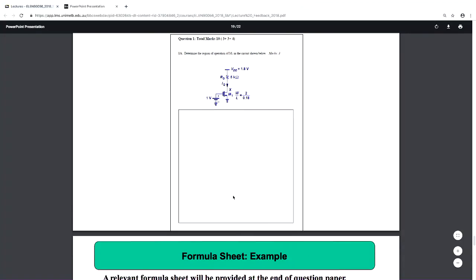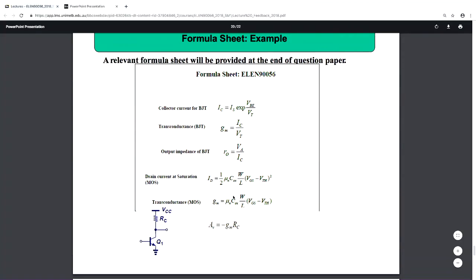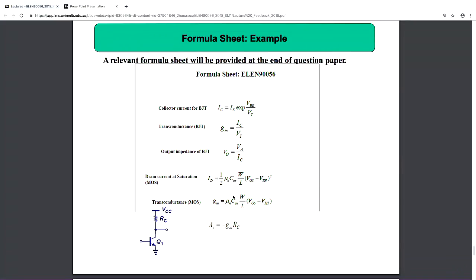Then again, the formula sheet. The formula sheet is something like this. You will be provided all the formulas: collector current, transconductance, output impedance. Here you asked for the RO, it is here. But we will not give you 1/gm parallel ro. You don't need it, you know that one.